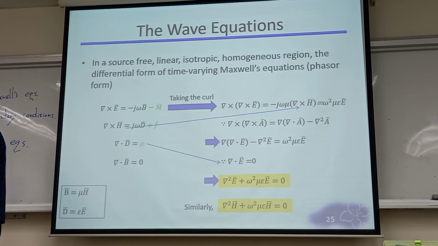Okay. I obtain these two equations from the four Maxwell equations. We assume there is no charge. That's important. There's no source. There's no M, no J, no current density, and no charge density. No charge, no current, no source. I can obtain this one.